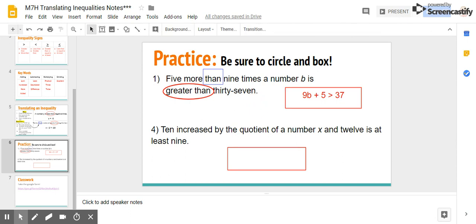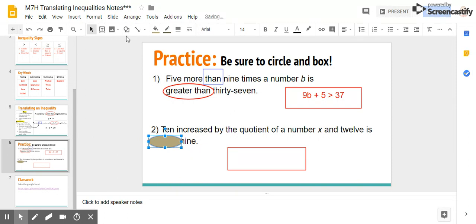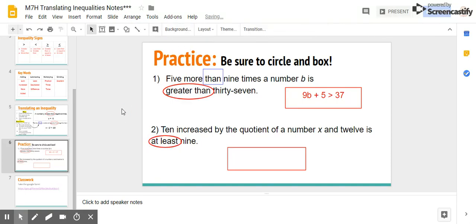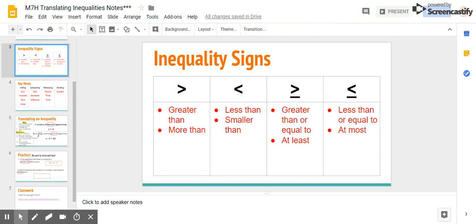Our next one, which says number 4, but really should say number 2. 10 increased by the quotient of a number x and 12 is at least 9. Okay. First thing we're going to do is we're going to look for our inequality symbol. What's the words that are telling me what the symbol is? And they are right here, at least. So let's make it so we can put a circle around it. There they go. So we're going to circle the words at least, because that is telling us what symbol to use. If I forgot what symbol to use, I could go back up to this slide and say, okay, at least. Where is at least? Oh, it's right here.